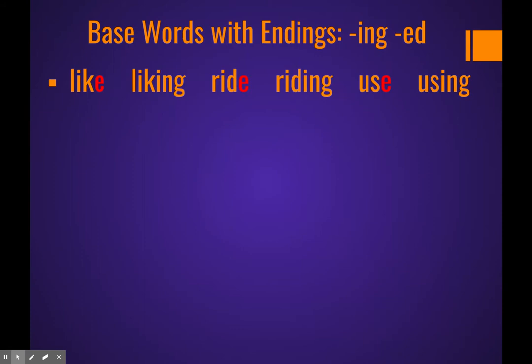All right, here we go. If you notice, I've highlighted the E because you'll notice that we're dropping it to add the ing in these words. So I'm just going to read these words, then we'll read them together. Like, liking, ride, riding, use, using. Okay, read those with me now. Like, liking, ride, riding, use, using. And do you notice that they're all long vowels? So we're going to drop the E and add the ing.